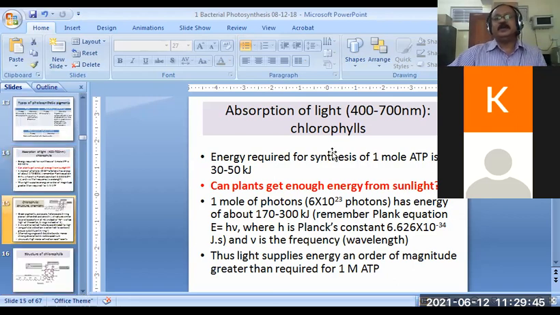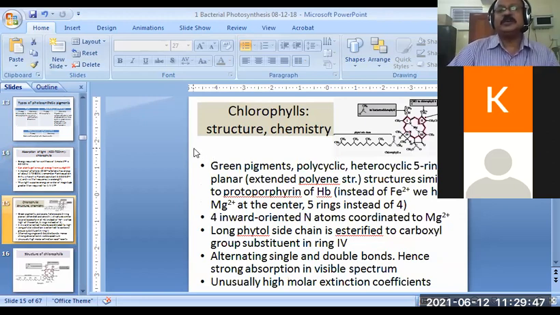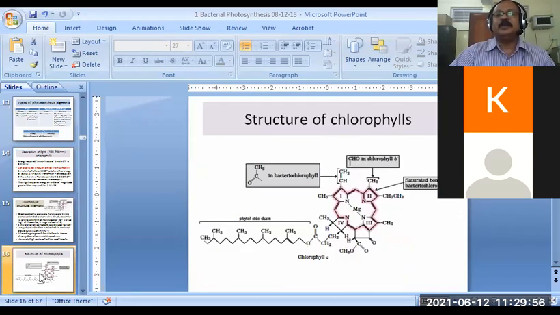Then we come to the chlorophyll, the structure of chlorophylls. Can you see the structure here? It's a very small diagram here, but I have a larger version on the next page, which you can see here. I have 10 minutes now. In 10 minutes, I'm going to finish this lecture.